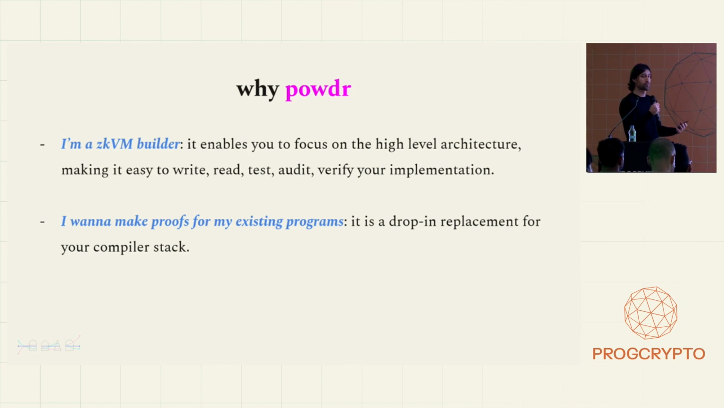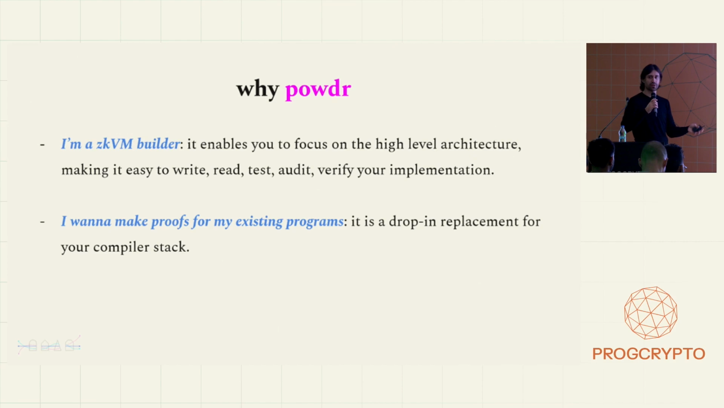So this just makes it really easy to prototype different VM implementations, for example, start testing them, integrate with the smart contract language of choice, and also focus on prover performance and integration. The other main use case is you don't care about any of that. You just want to make proofs for your existing programs written, for example, in Rust or Go, C++, whatever. In that context, Powdr basically works as a drop-in replacement for your compiler stack.